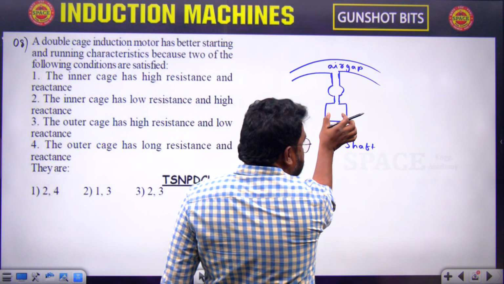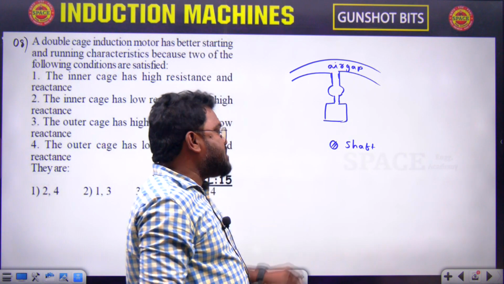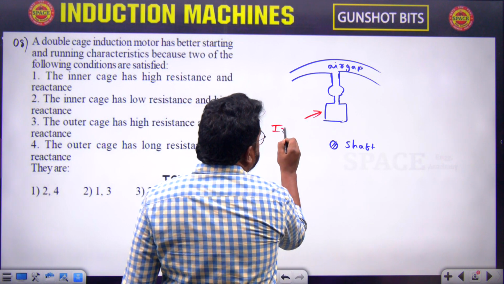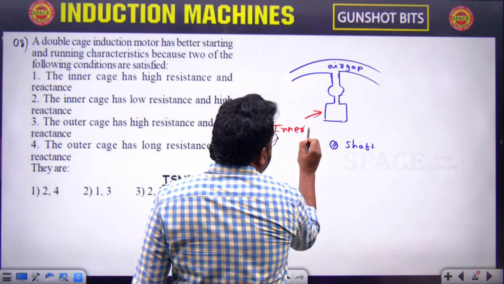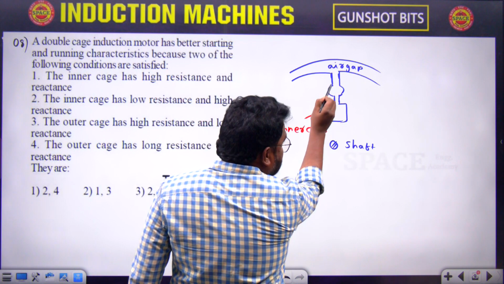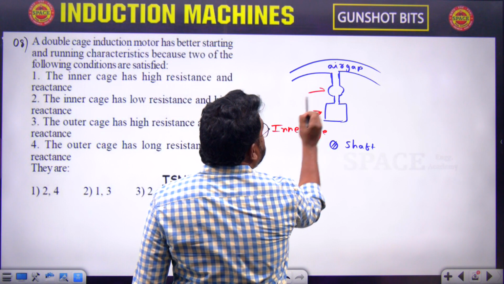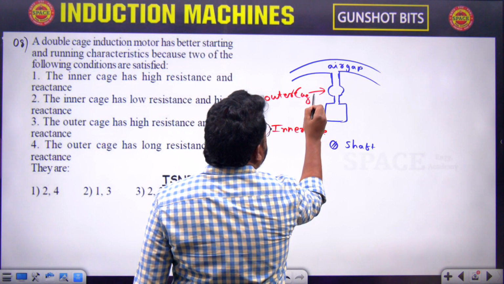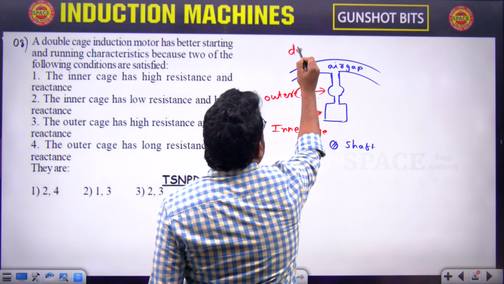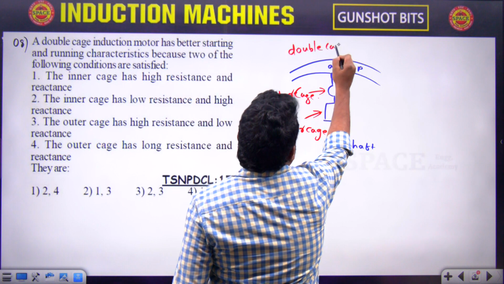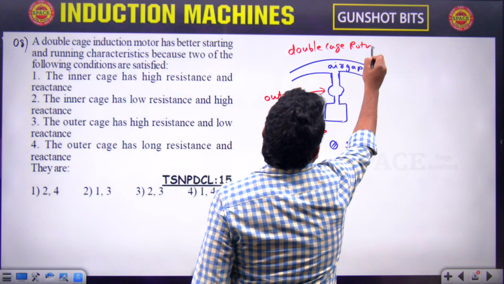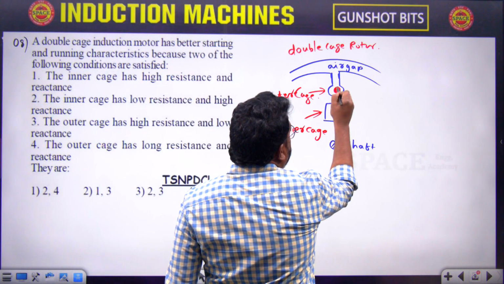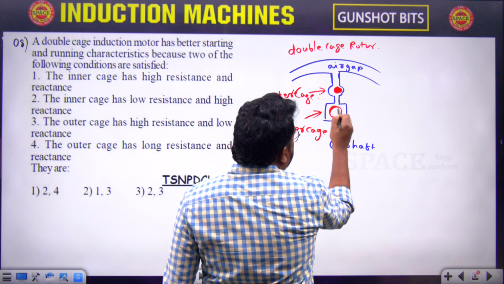Now the slot which is nearer to the shaft is known as the inner cage, and the slot which is nearer to the air gap is known as the outer cage in the double cage induction motor. So this is the rotor structure of a double cage. For example, I have taken only one slot. This is the conductor size, the winding: outer cage winding and inner cage winding.